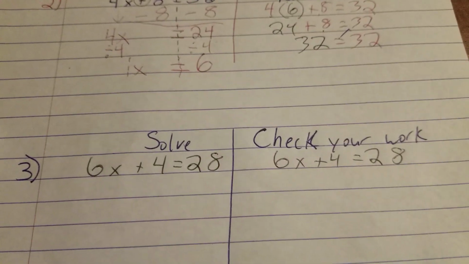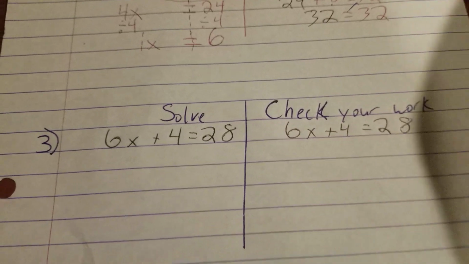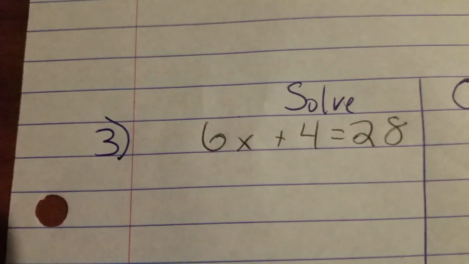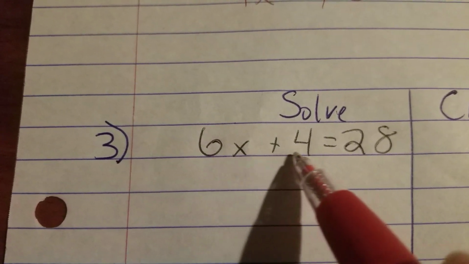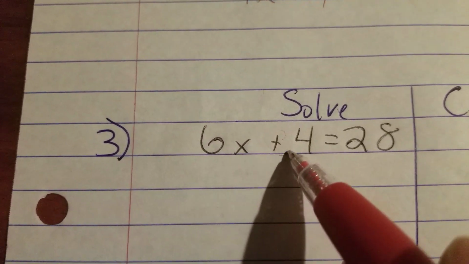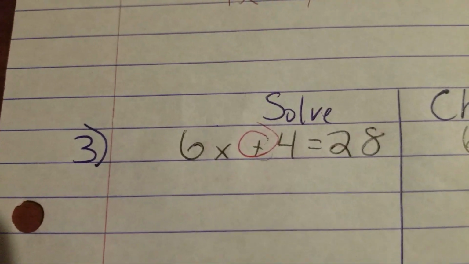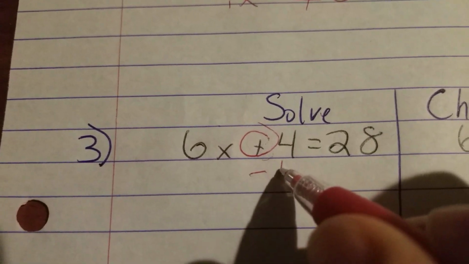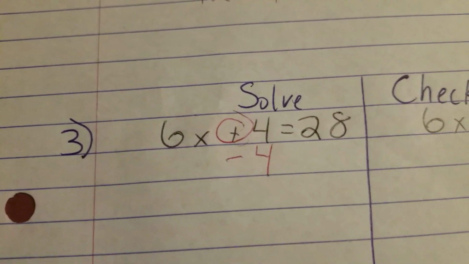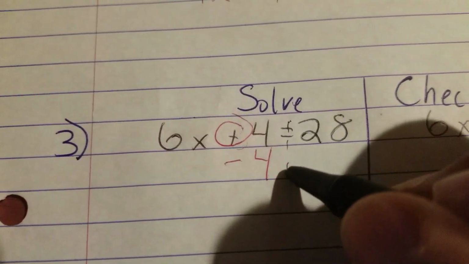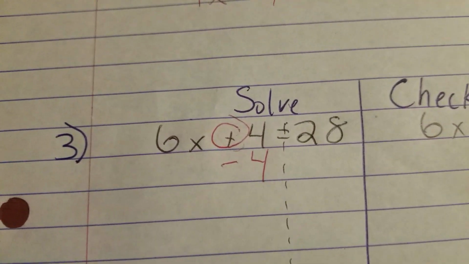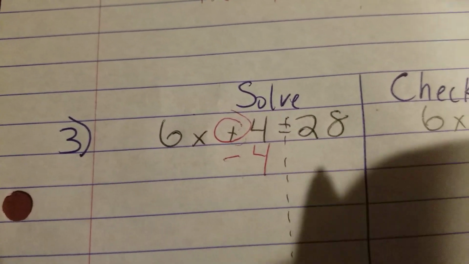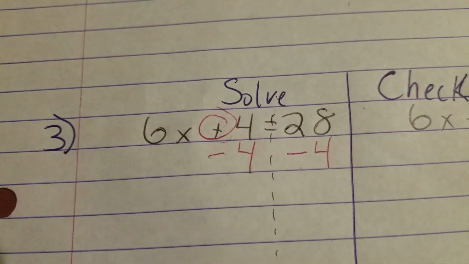Okay, last one. We're going to solve and check 6x plus 4 equals 28. All right? Let's start over here on the solve. We always look for addition or subtraction. Oh, found an addition sign. As soon as we find that addition sign, we're going to do the inverse operation. So we are going to subtract 4. What did Mr. Owens forget to do? I did not draw my brick wall to separate my equation. So now that we have a brick wall, I know I have minus 4 here, but nothing on the other side. So I want to put minus 4 over there as well.